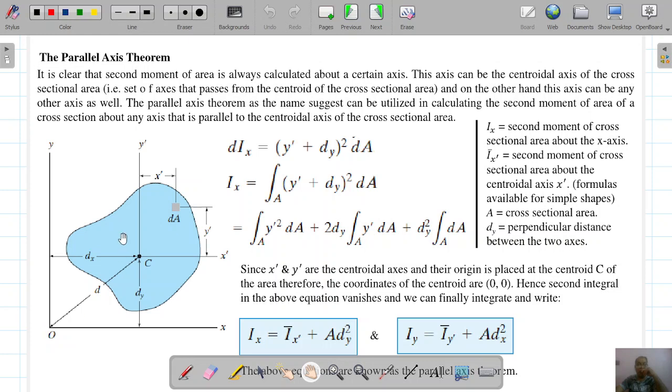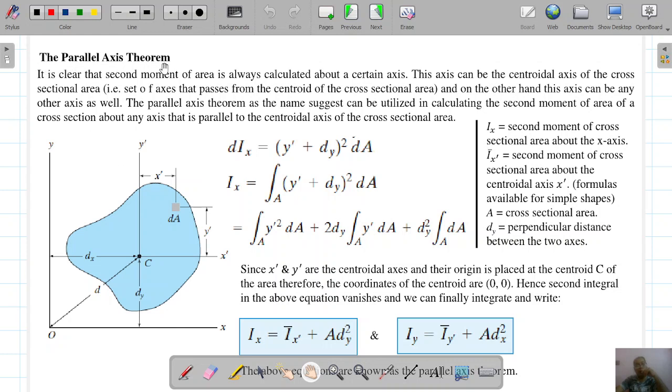So how many axes are involved? Two axes involved, and we have calculated the second moment of area about one axis, but now we want to calculate the second moment of area about the other axis. Now if you look at it, this axis we already know, Ix dash, and this axis is exactly parallel to this axis. So what is the theorem called?